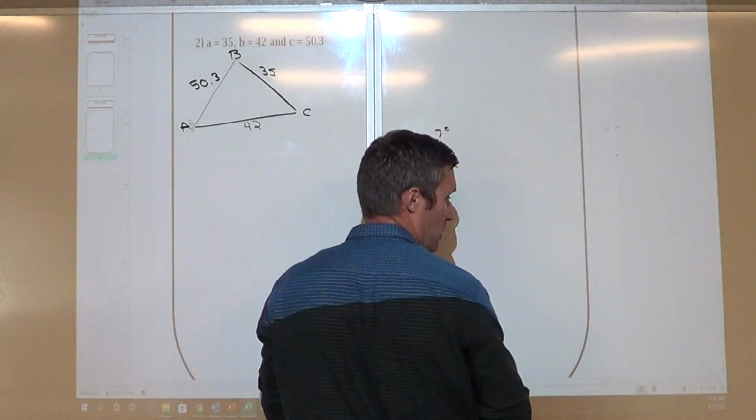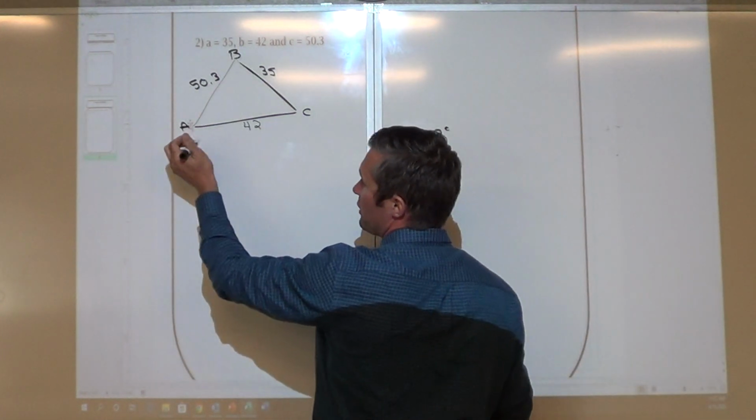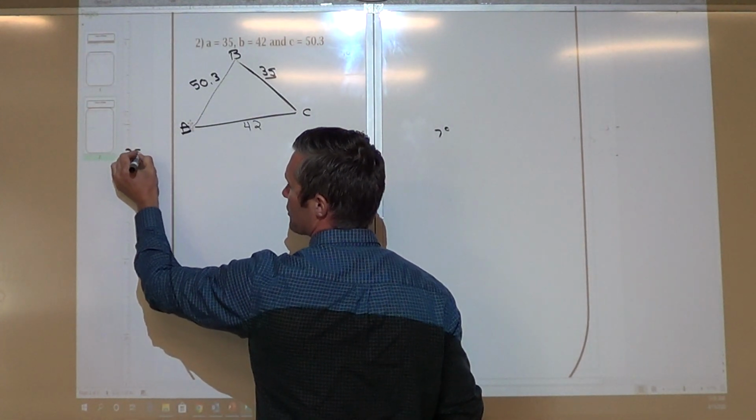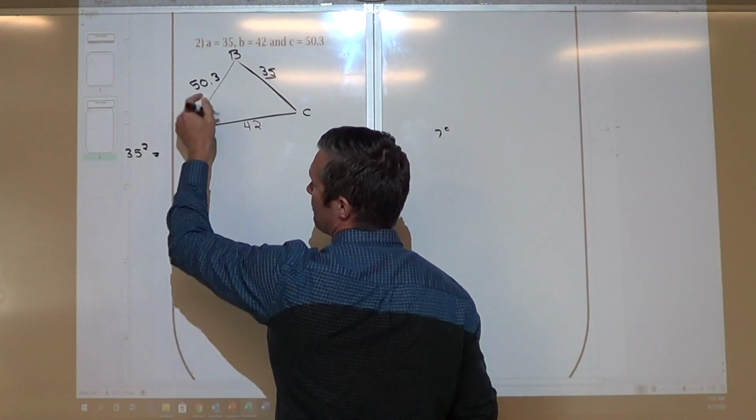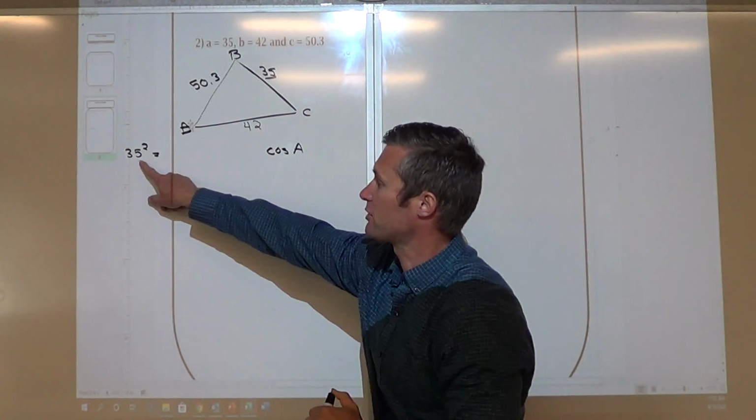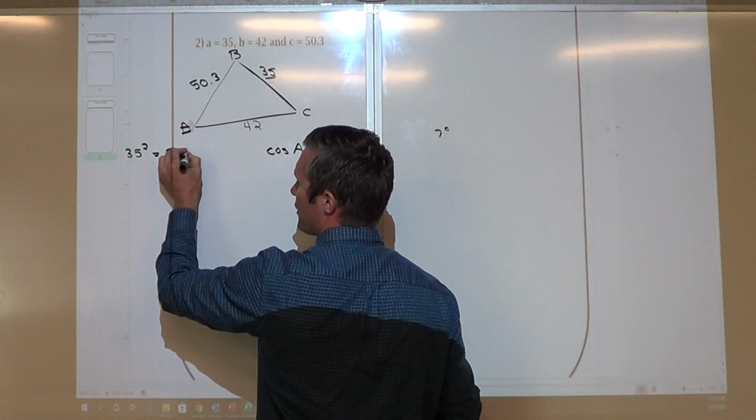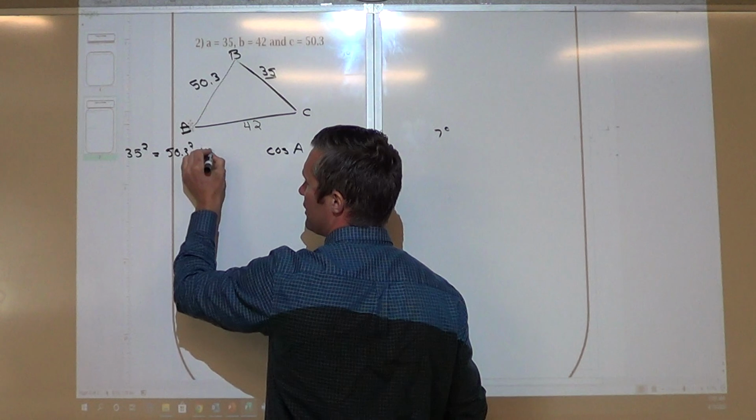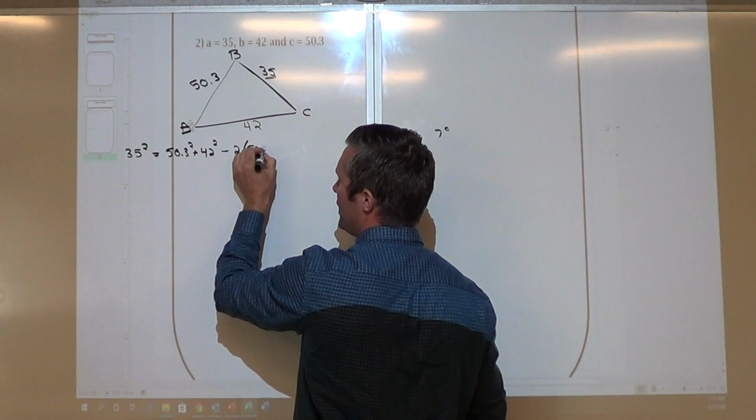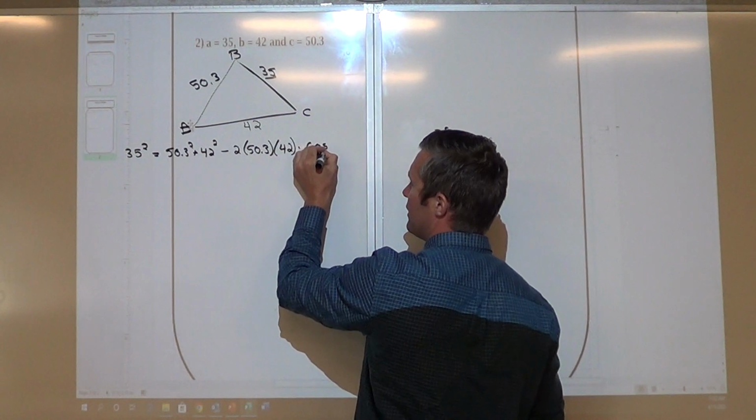So again, choose the angle that you want. It doesn't matter which one. I'll just start with A because that's the first one. So I know A and A have to be the first and the last. So I'm going to go 35 squared equals, and again, I just kind of put it in my mind, first and last has to be the one I'm looking for. So then 50.3 squared plus 42 squared minus 2 times 50.3 times 42 times cosine of angle A.